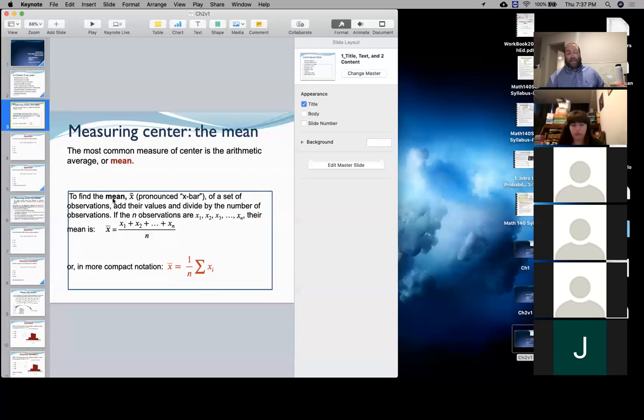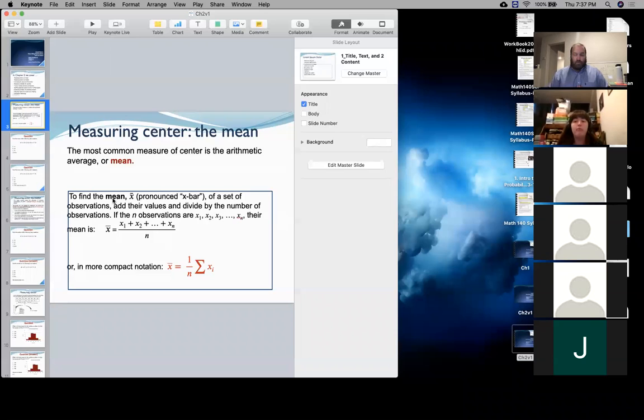Is there anyone who's not familiar with this average, this x bar that you've used before, hopefully? At the bottom of this slide is a notation for x bar with this Greek letter capital sigma. Is there anyone here who does not know what that capital sigma means? I forgot what it means.